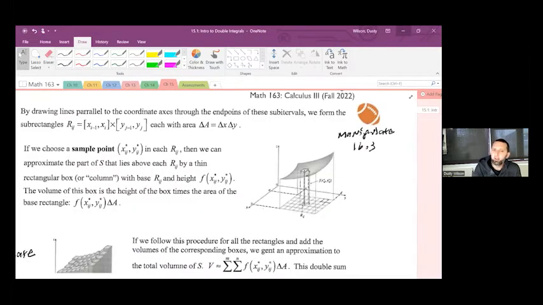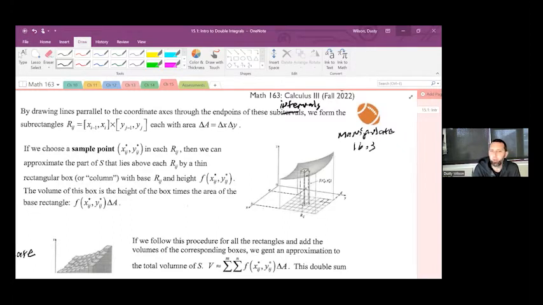So by drawing lines parallel to the coordinate axes through the endpoints of these subintervals, not iteravals, there's a typo here, this is intervals, we form the subrectangles Rij equal to the region from xi minus 1 to xi by yj minus 1 to yj. So those are the horizontal and the vertical starting and ending points. And each of these regions has an area delta A, which is delta x times delta y of the rectangle.